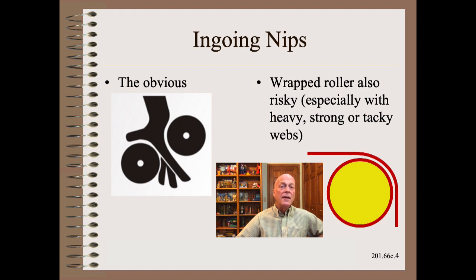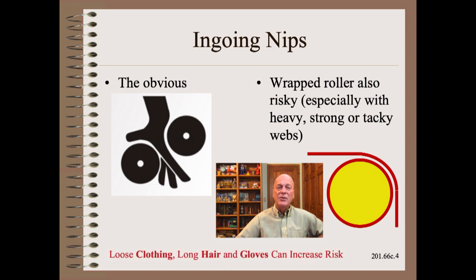Please note that even a wrapped idler roller can act like an ingoing nip for heavy, strong, or tacky webs. Some heavy webs have a breaking strength exceeding 1 ton on a 3-meter wide machine. Finally, loose clothing, long hair, and gloves can all increase the probability of getting entrained if the operator gets too close.